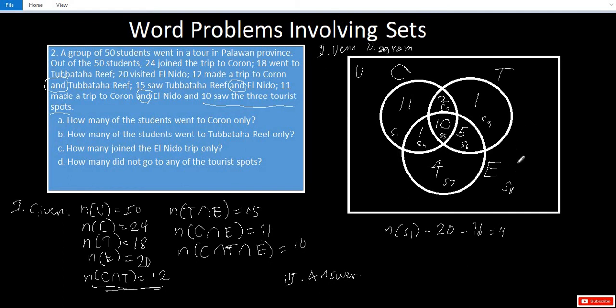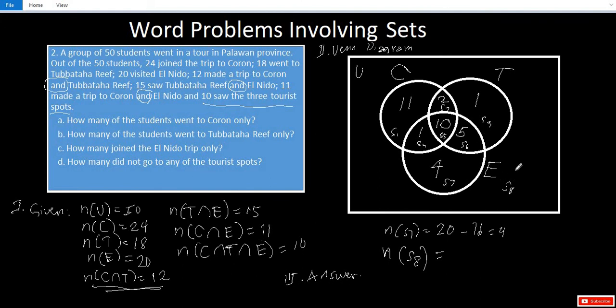Okay, last region that we're going to populate. We have here S sub 8. N of S sub 8. Cardinality of S sub 8. So how are we going to compute for the cardinality of S sub 8? Okay, so observe that we are already done populating all the regions here of the union of set C, T, and E.